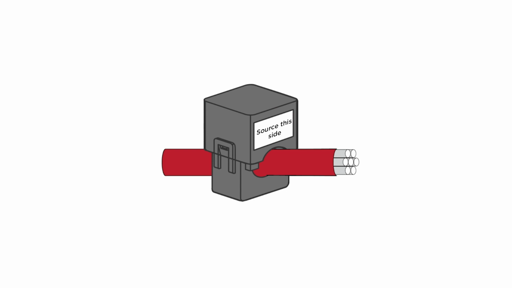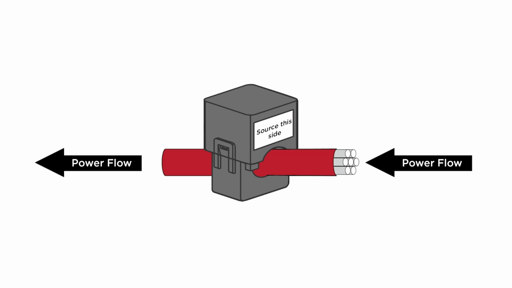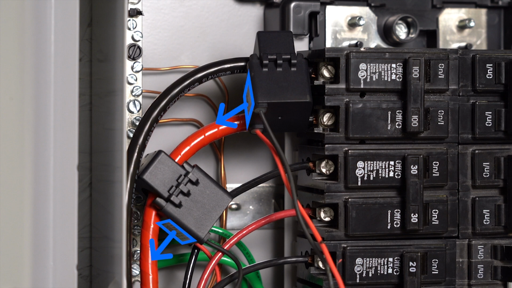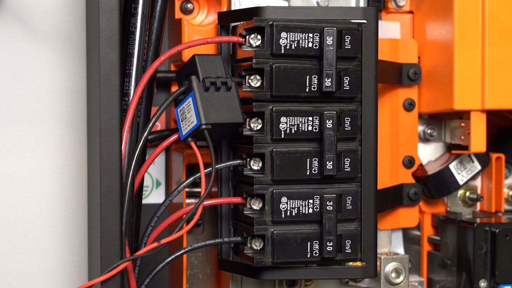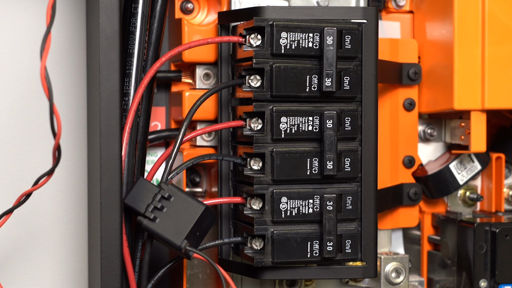The label of the current transformer must face toward the source of the current. Site CTs must face toward the utility meter. Solar CTs must face toward the solar inverter. Grouped conductors must be of the same phase and the same type of source.